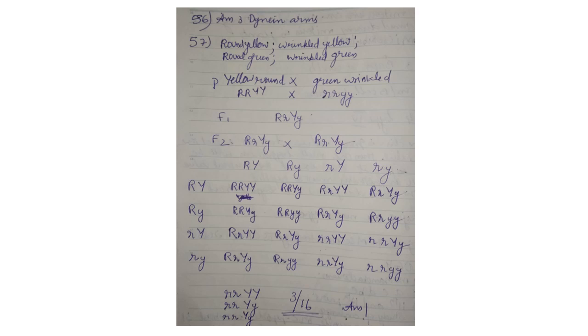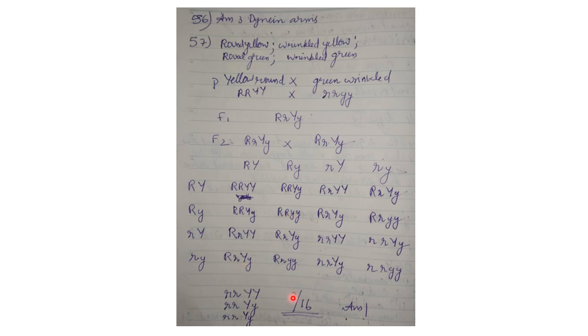So it is yellow round and green wrinkled that has been crossed. They are the parents. The F1 will be capital R, small r, capital Y, small y. Y is for yellow, R is for round, small r is for wrinkled, and small y is for green color. Now you do the F2 cross. In the F2 cross, these are the parents and these are the gametes. These are the progeny that you obtain.